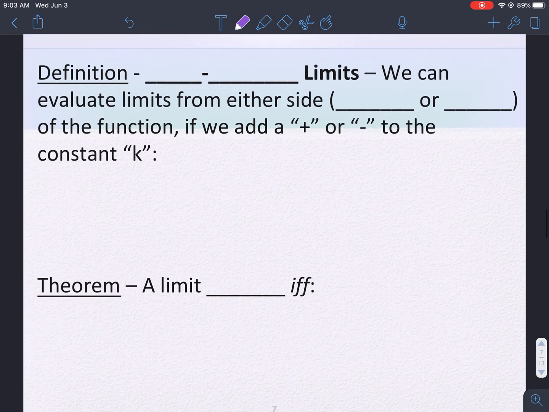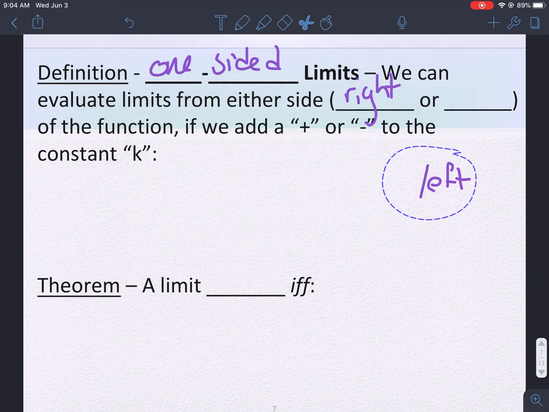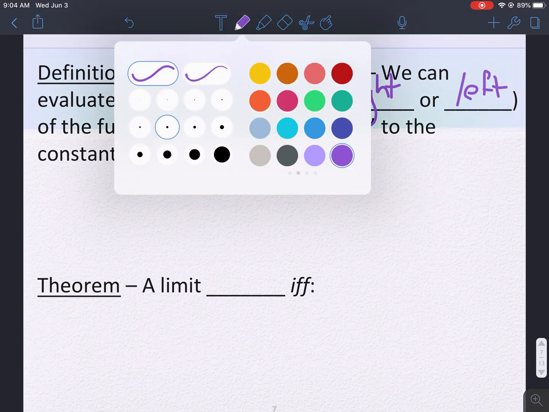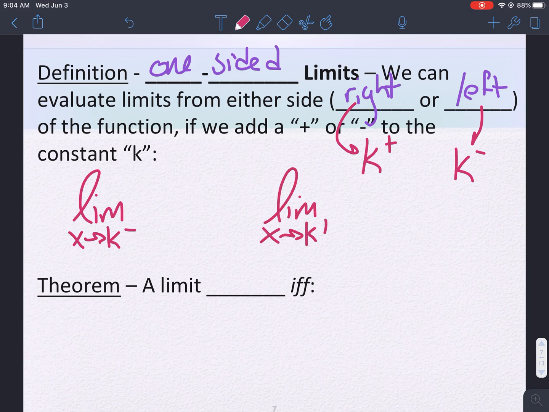And that brings us to what we would describe as one-sided limits. We can evaluate limits from either side, left or right, of the function if we add a plus or minus to the constant. So I'm going to actually switch this because right is going to be plus, left is going to be minus. K plus, K minus. And we're going to write that as limit as x approaches k minus and limit as x approaches k plus.